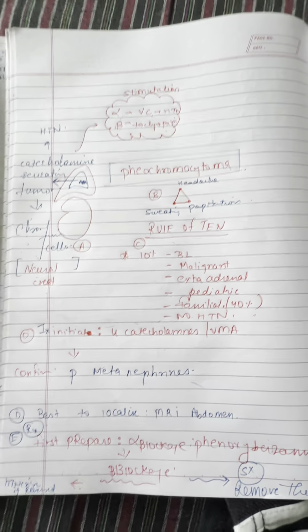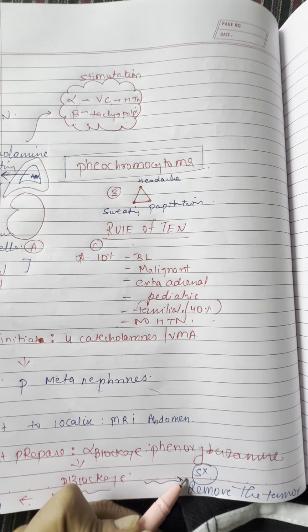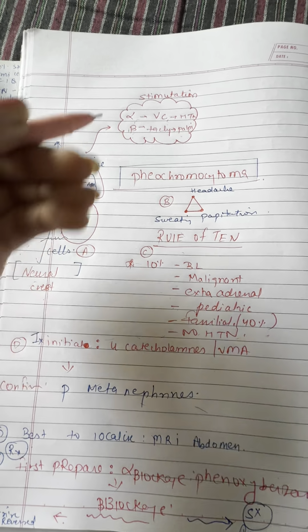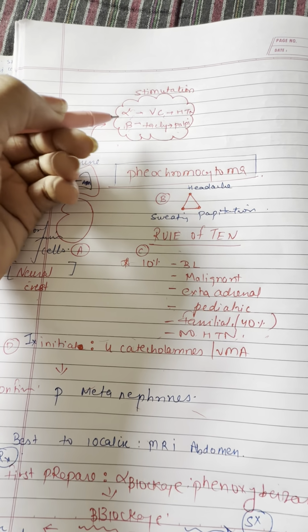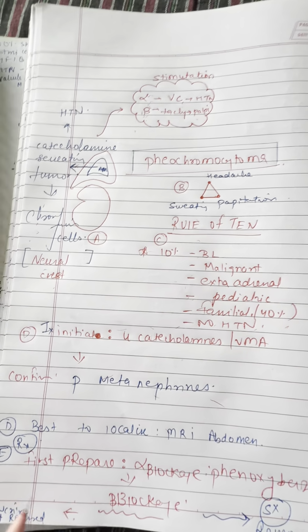What is the treatment and management of this? It's a tumor, so we have to remove the tumor by surgery. But before that, what do we have to do? You have to first block the stimulated action. If you don't block it, this will further increase the BP. So that's why prepare first.